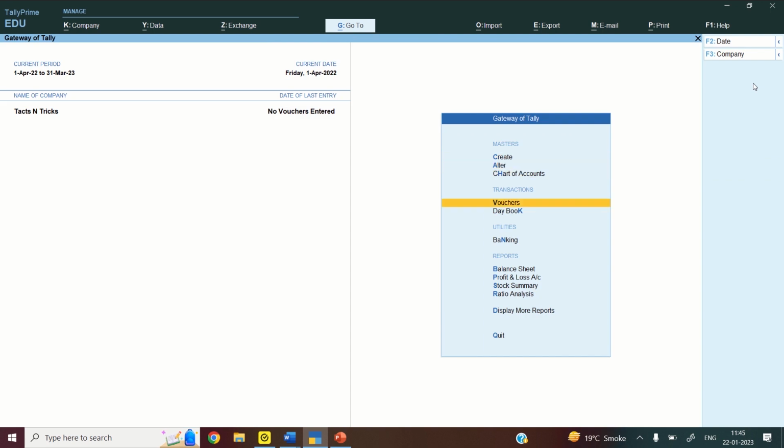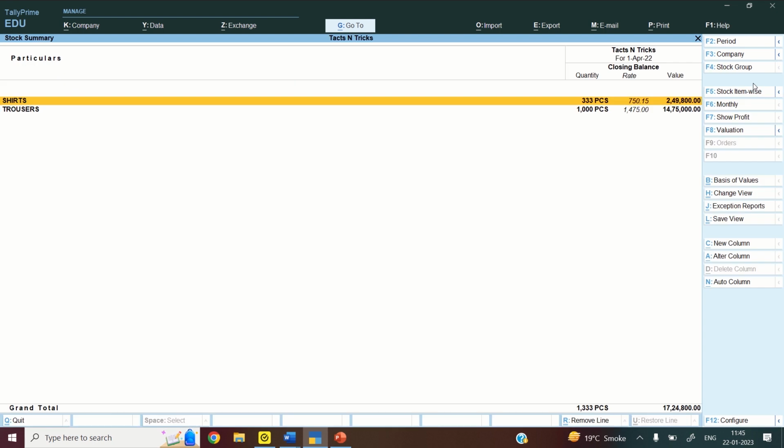Now if you want to see the stock summary, whether all the stock details are correct or not, you can go to stock summary, press enter, and you can go to here F5. So here the view will be there that all the quantity and all the figures are correctly entered or not.